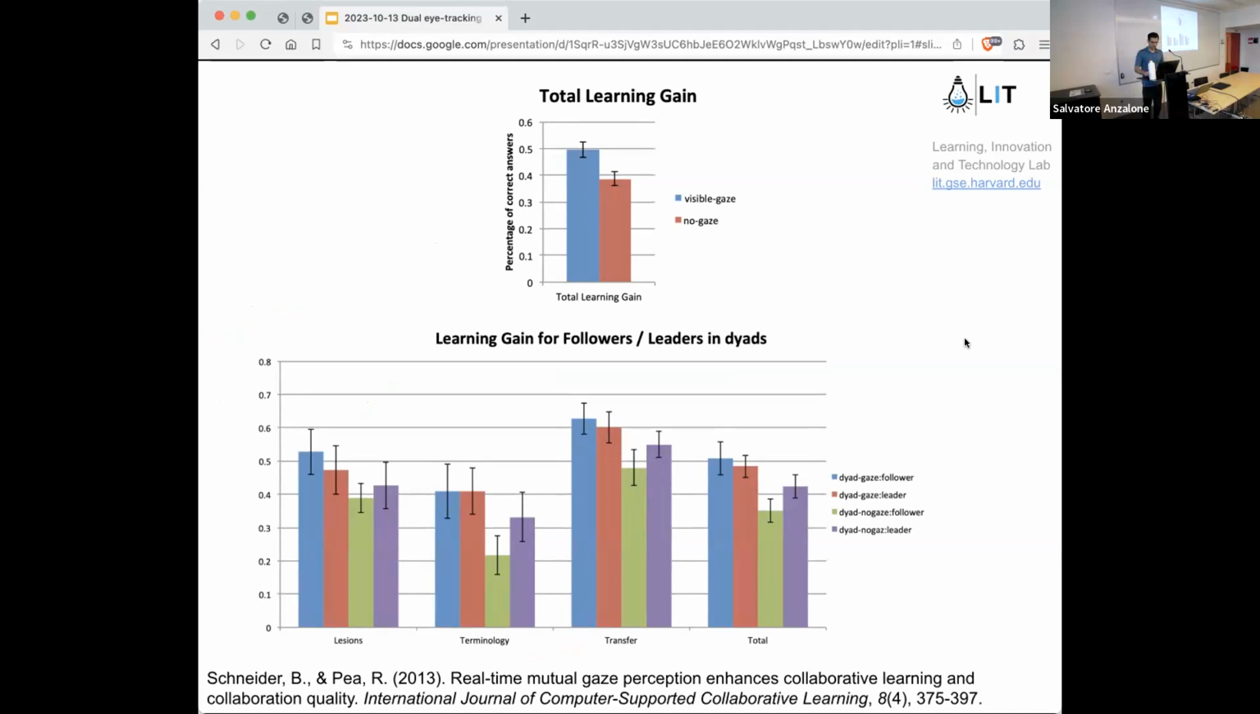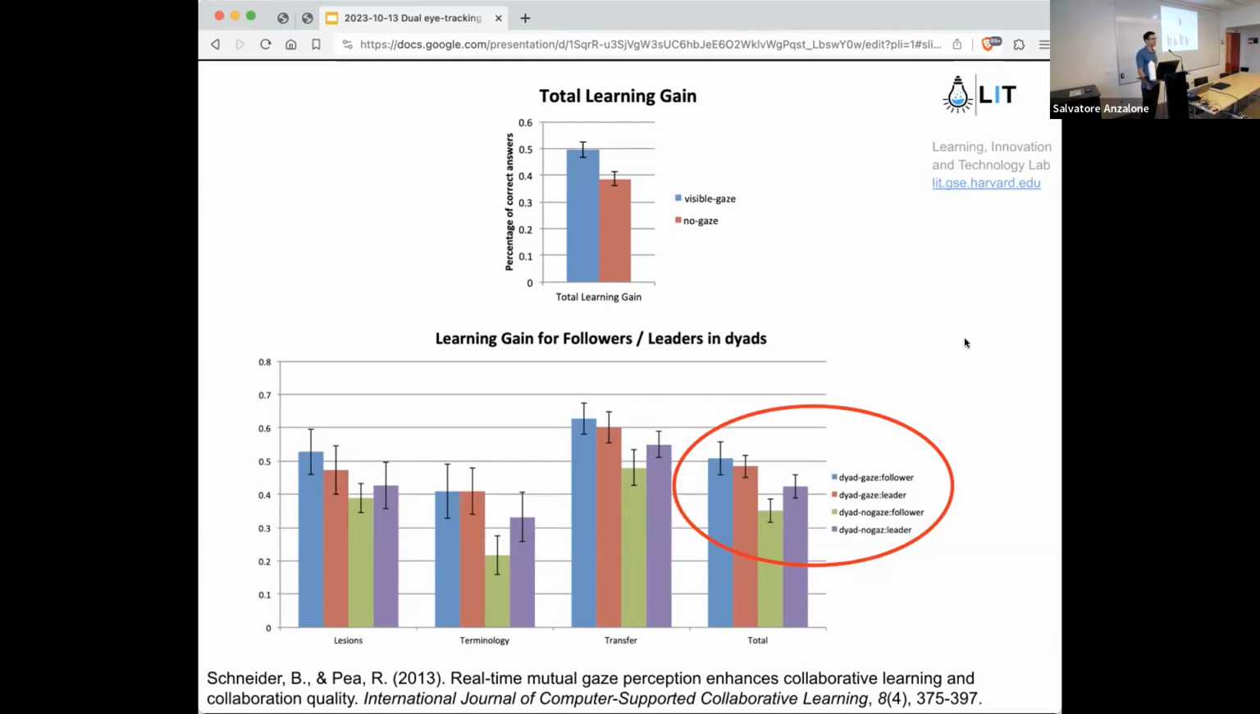We found this interaction effect where for people who could see the gaze of each other, there was no difference between the leader and the follower. For the leader in the no gaze group, this was not different from people who saw the gaze, but the follower who couldn't see the gaze of their partner tended to score lower.